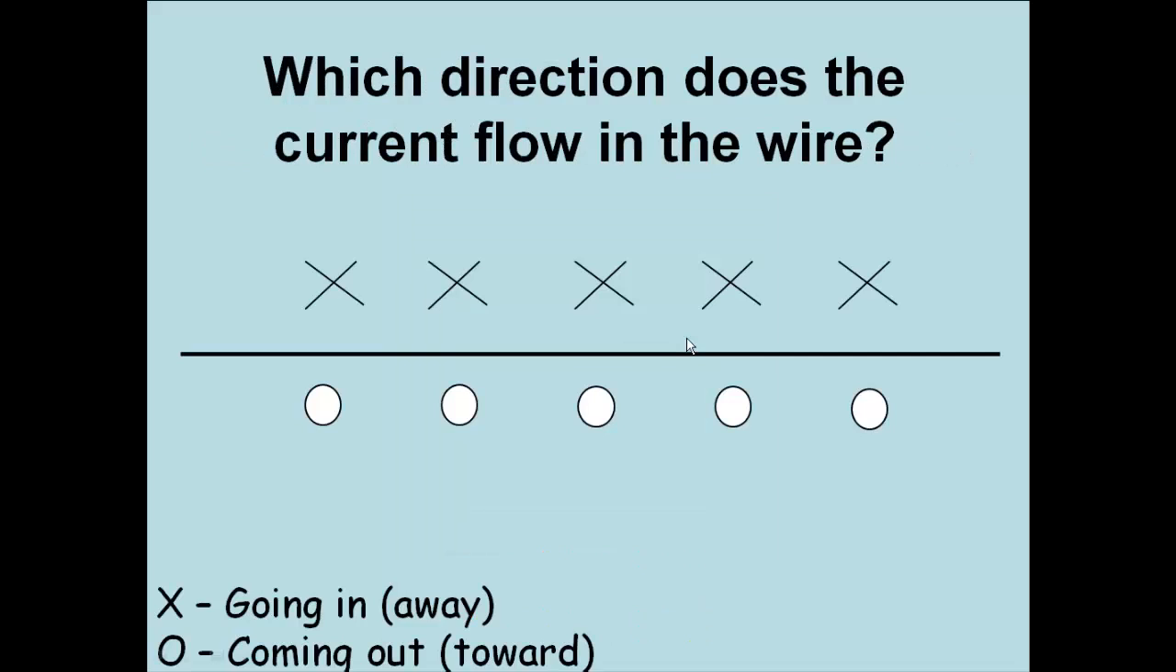Often, because we're working on two-dimensional pieces of paper, we have to be able to show three dimensions. So a notation has been used, an X to represent the field is moving away from you, and an O to represent the field coming out towards you. So in this particular picture, it's coming out over here, and it's spiraling out of the page and going in here.